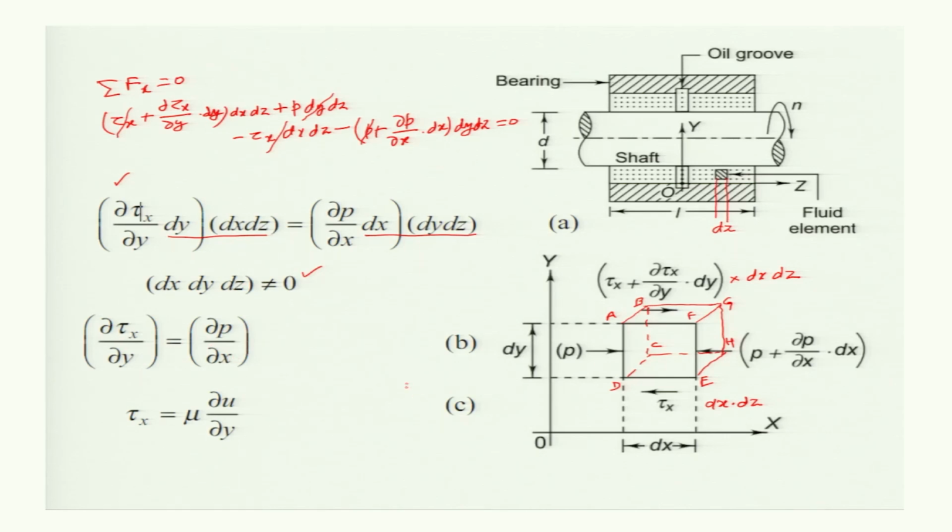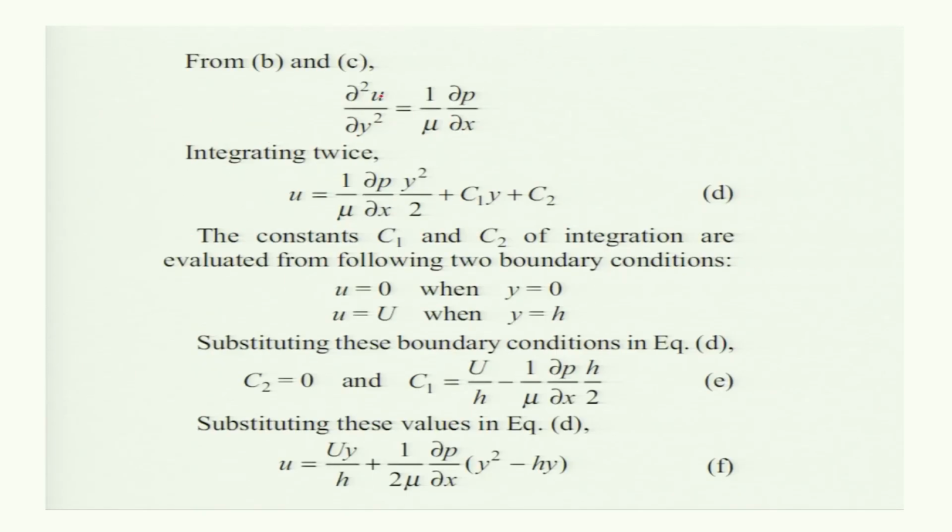Now we know that the fluid which is inside the clearance space is Newtonian fluid, and so it will satisfy Newton's law of viscosity. That means the shear stress acting in the direction of x, tau x, is equal to mu, the viscosity, times del u over del y, the velocity gradient in the direction of y. Substituting this in the equation, we get del square u by del y square is equal to 1 over mu del p over del x.